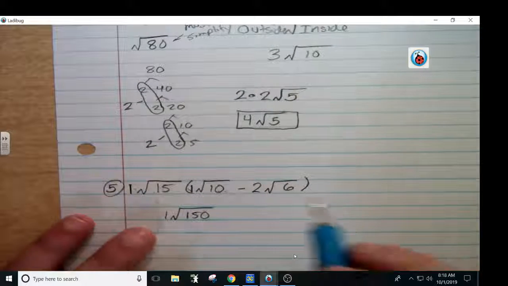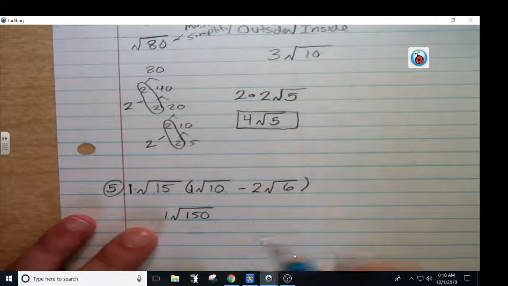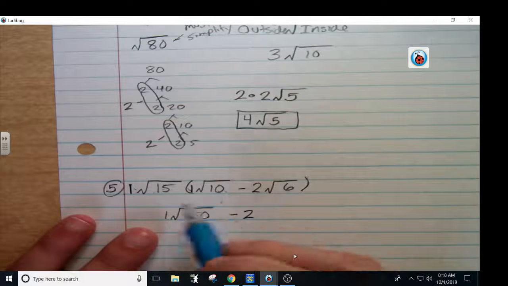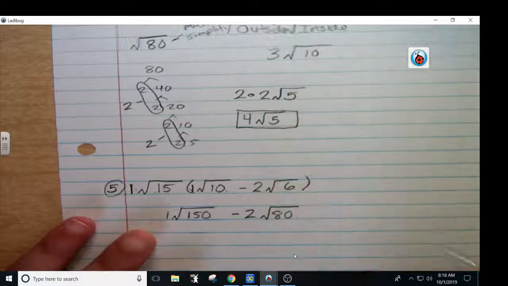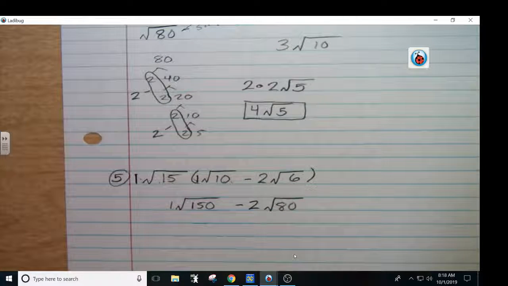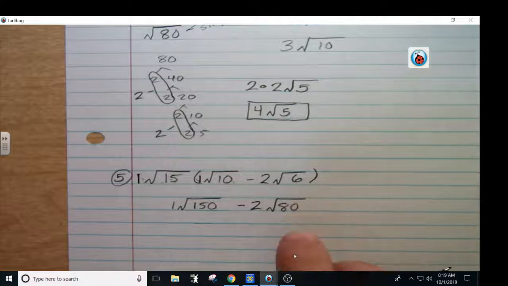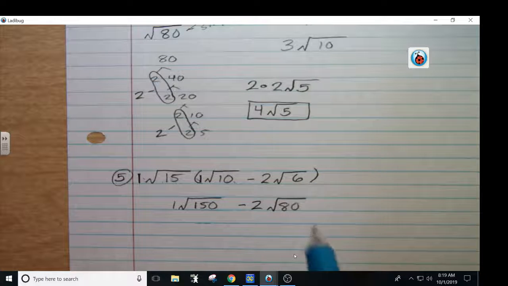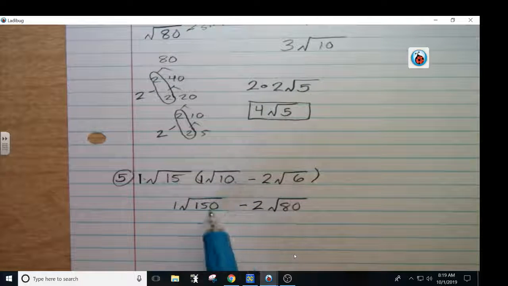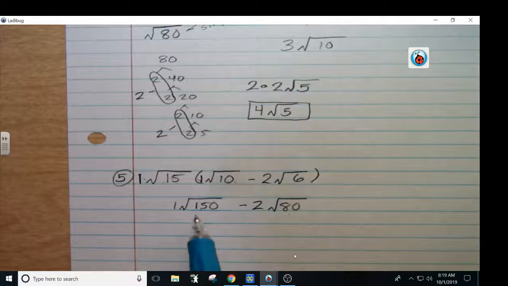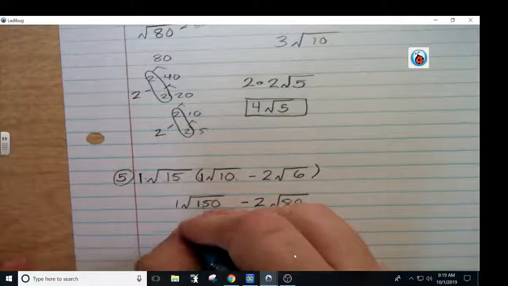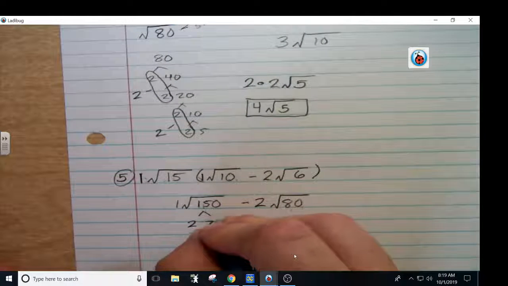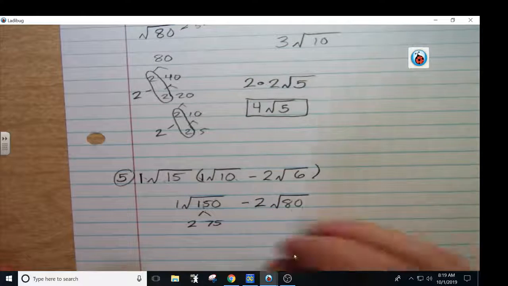Now, 1 times negative 2 is negative 2, and then 15 times 6 is the square root of 80. What we need to do here, guys, is break this down. This is subtraction, so if I can break these down and get the numbers underneath the radicals to be the same, I can subtract those. I don't know if it'll work out, but here we go.